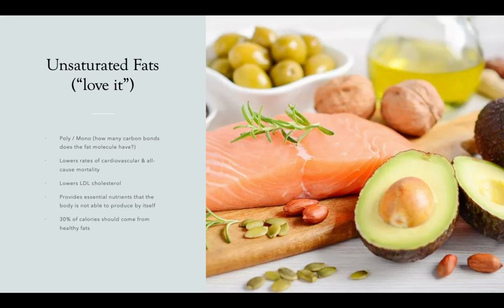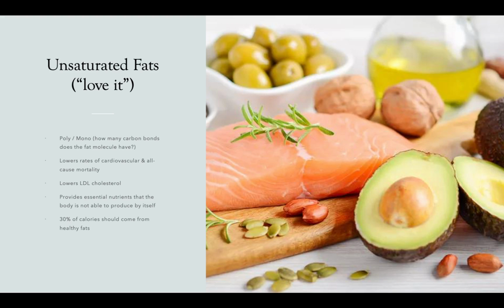The next category is unsaturated fats. These are the good fats. These are the fats that you should definitely try to incorporate into your diet. There's two different types. There's poly and mono, and I'm not going to get into the different intricacies of each of these. If you want to, I highly encourage it. It's a really good way to find out different benefits of poly and mono unsaturated fats. And the difference between those two is just how many carbon bonds that fat molecule has. So if it has one, it's going to be a mono unsaturated. If it's got two or more, it will be a poly unsaturated fat.